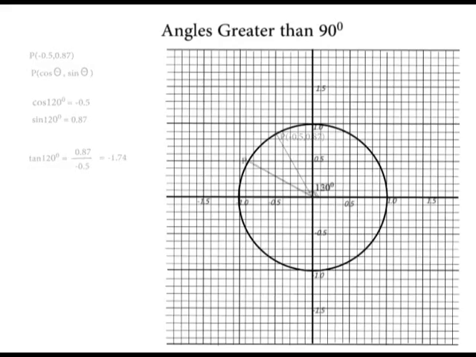If you tried 150 degrees, P still lies in the second quadrant. The coordinates of P will be negative 0.87, 0.5, and so cos 150 degrees is equal to negative 0.87 and sin 150 degrees is equal to 0.5. Tan 150 will therefore be 0.5 over negative 0.87, which gives us negative 0.57.